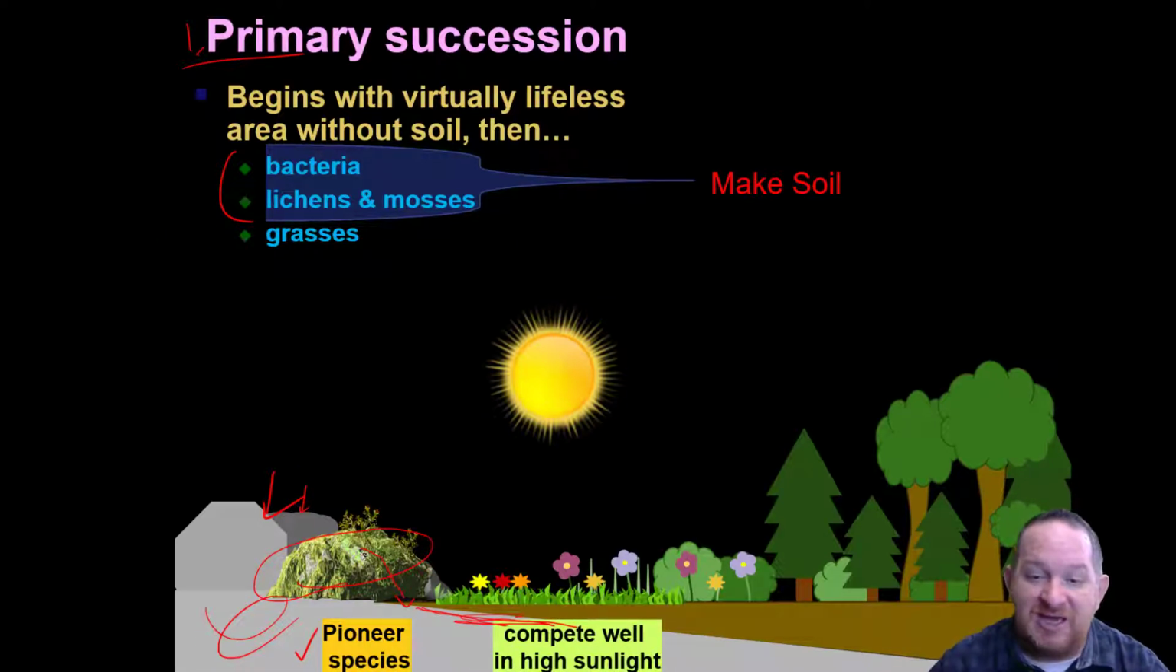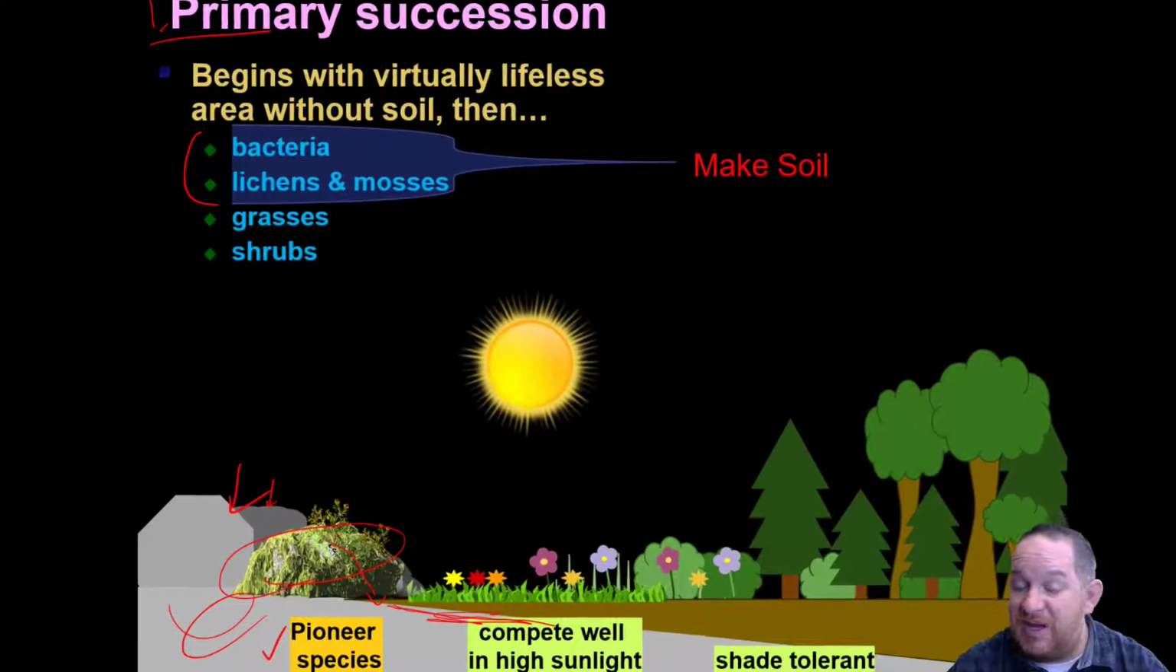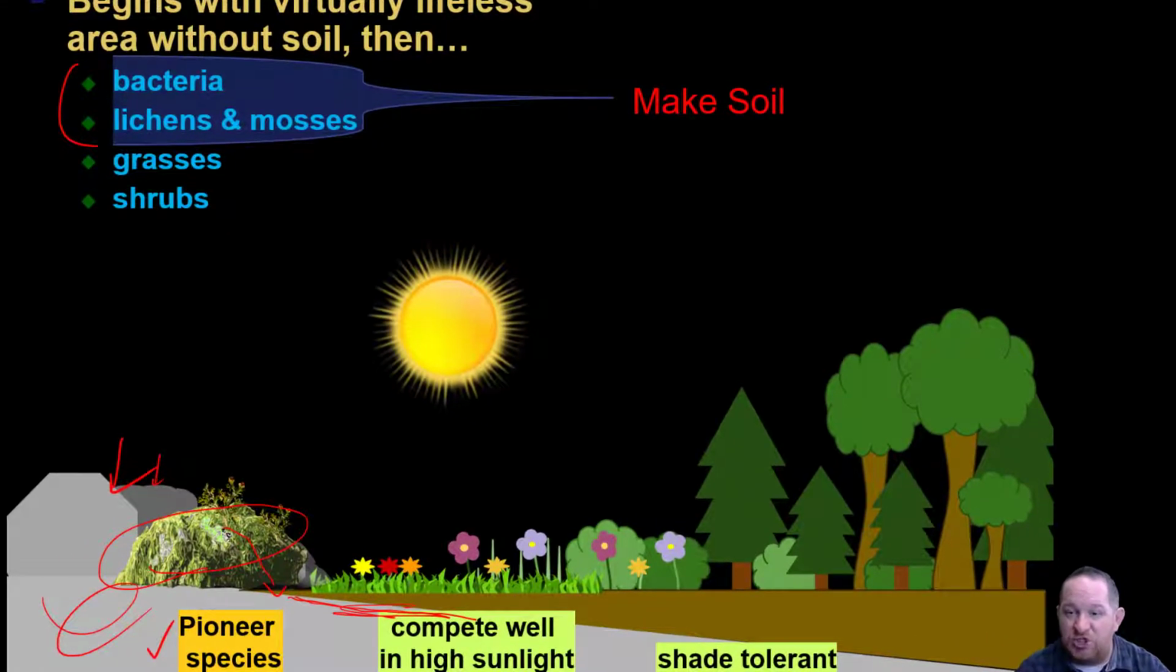Those are things that compete well in high sunlight, right? There's no shade really. So what you're getting are things that do well in sun, like grasses. Then we're going to start to see shrubs form, right? Those would be things that are starting to get a little more shade tolerant. And finally, trees that make up our climax forest.